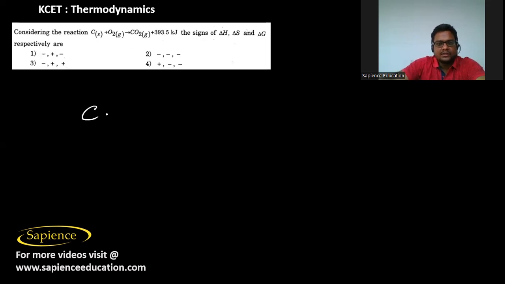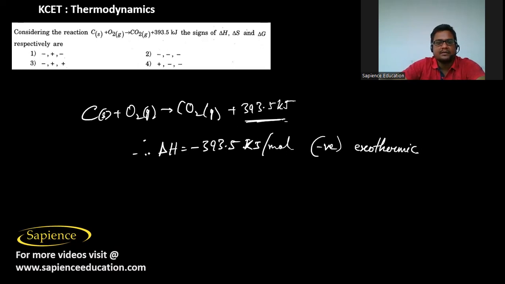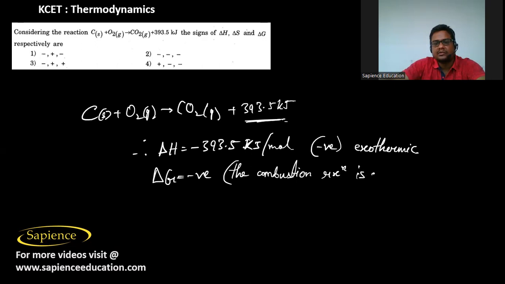Then here it is stated, considering the reaction carbon plus O2 gives CO2 gas plus 393.5 kilojoules. So it will release this much amount of heat. Therefore the change in enthalpy is minus 393.5 kilojoule per mole. So the change in enthalpy is negative, since it is an exothermic reaction. And here delta G should also be negative, since all combustion reactions are spontaneous.